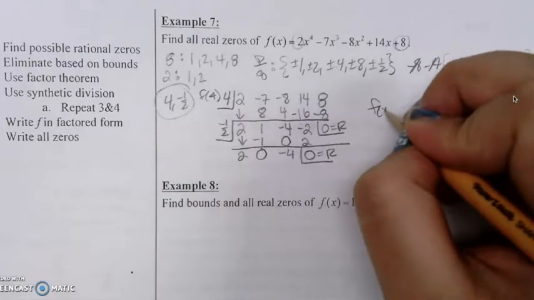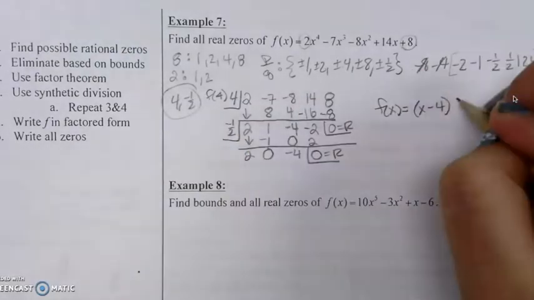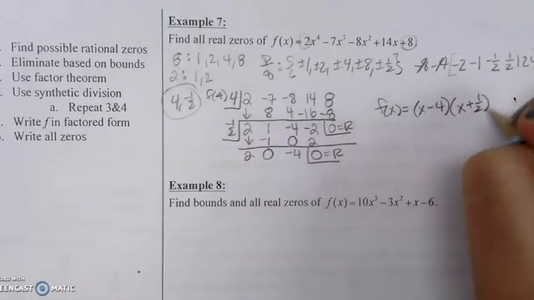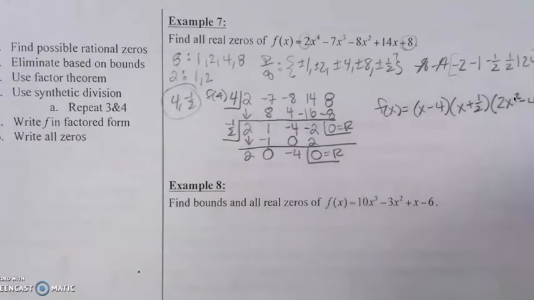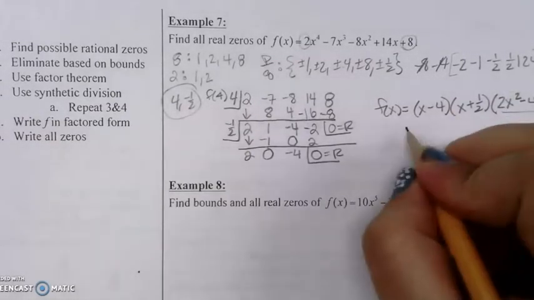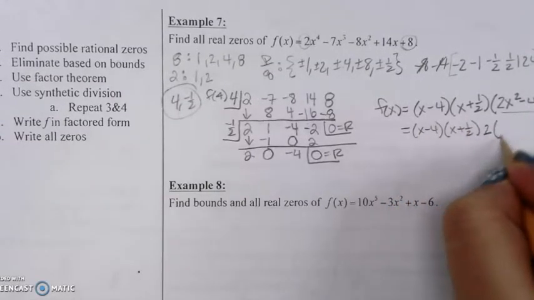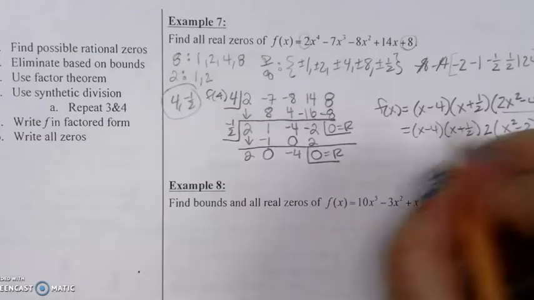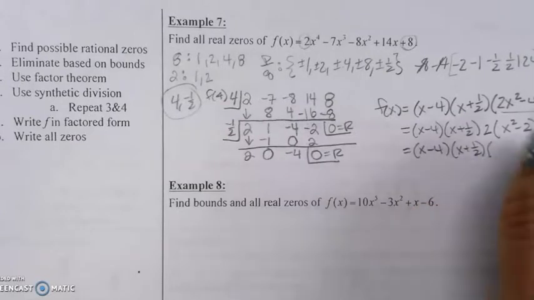I can rewrite it in, so far, the factored form as x minus 4, and then x plus 1/2 times 2x squared plus 0x minus 4. Okay, so notice I need to factor this one still. X minus 4, x plus 1/2. I can factor out a 2, x squared minus 2, and we've seen this one before. X minus 4, x plus 1/2. Let me put the 2 in front. X plus root 2, x minus root 2.